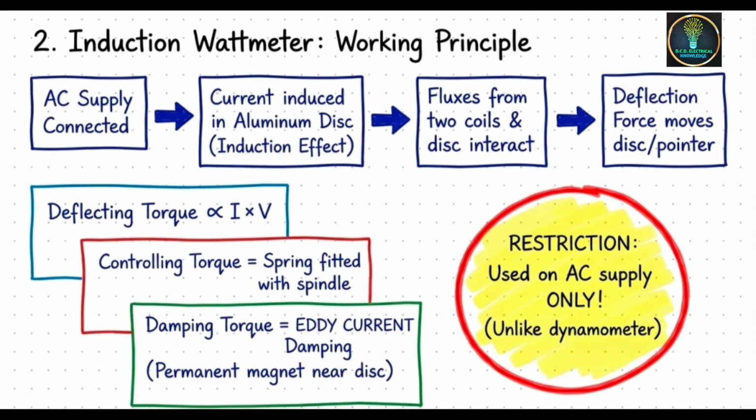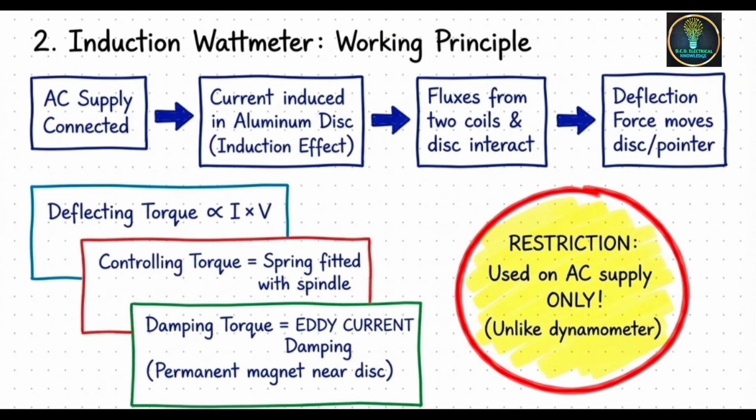Serial number 2, induction wattmeter working principle. AC supply is connected, current is induced in the aluminum disc due to the induction effect. Fluxes from the two coils and the disc interact. The deflecting force moves the disc or pointer. Deflecting torque is proportional to I into V.